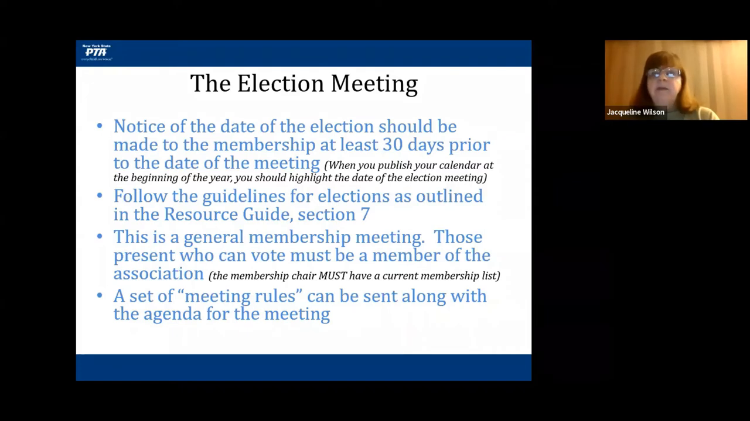So it's important that a current membership list is available from the membership chair. And lastly, you want to make up a set of meeting rules that can be sent along with the agenda so that there's no question about how this election is going to be run. It not only helps the presiding officer with an agenda to know how exactly she's going to run the meeting, but it also gives guidelines to the general membership to say, this is how we're going to do things so that there's no confusion when it comes time to, how are we going to conduct this election?